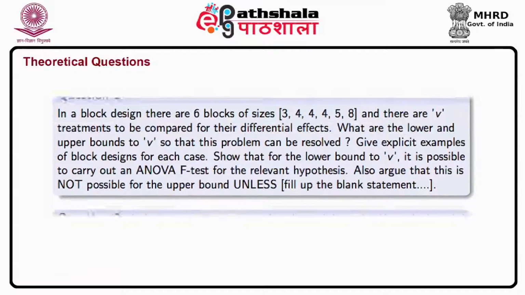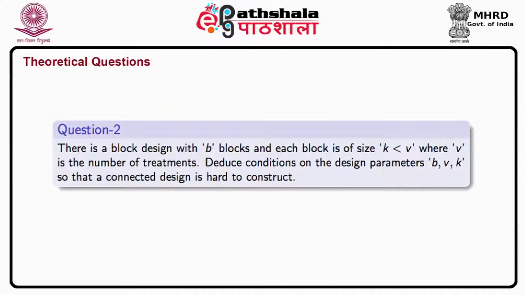The second question is, there is a block design with V blocks and each block is of size k less than V. The blocks are all of equal size, that is k, less than V, where as usual V is the number of treatments. Deduce conditions on the design parameters B, V and K. All you are given is that there are so many blocks. The blocks are of constant size k, you know k, you know how many treatments you want to accommodate. These are called the design parameters B, V and K. Deduce conditions on the design parameters so that a connected design is hard to construct.